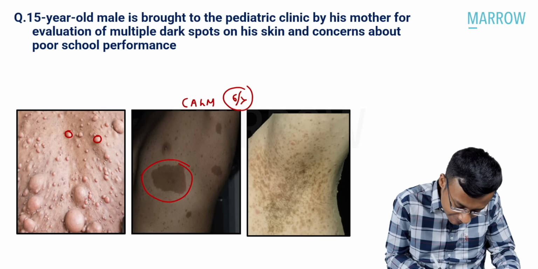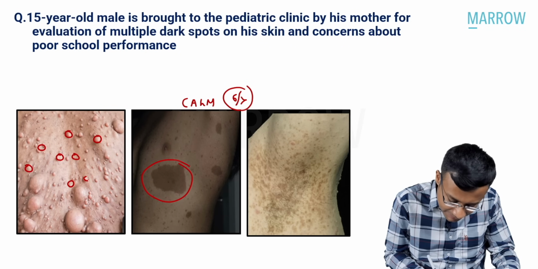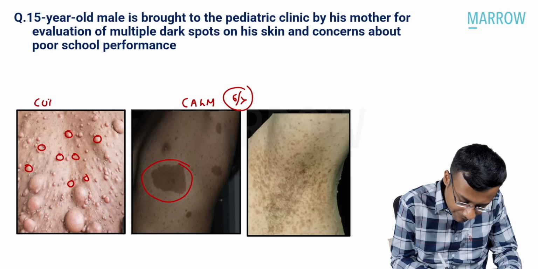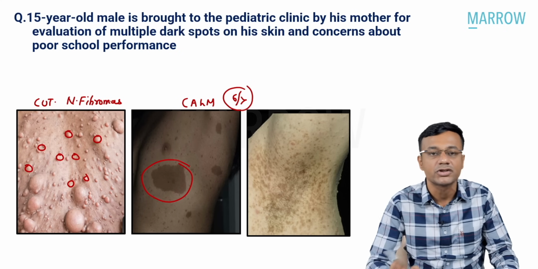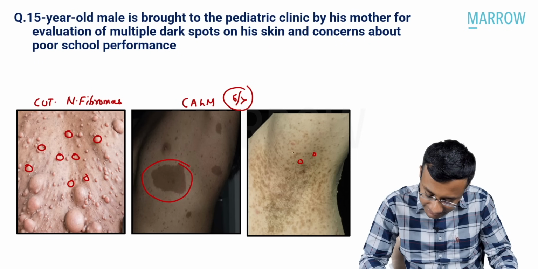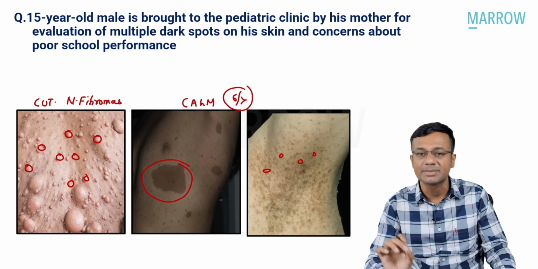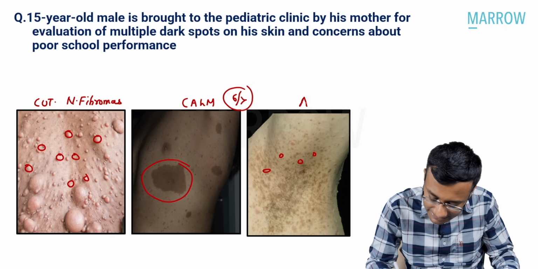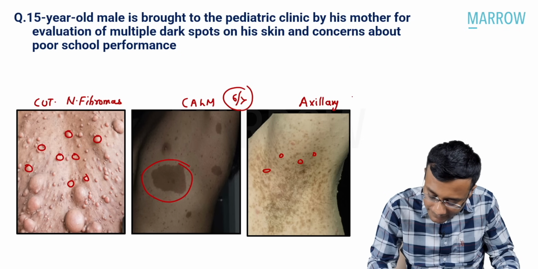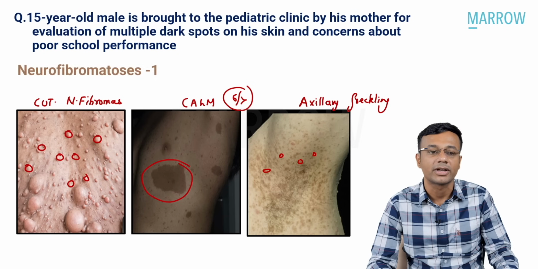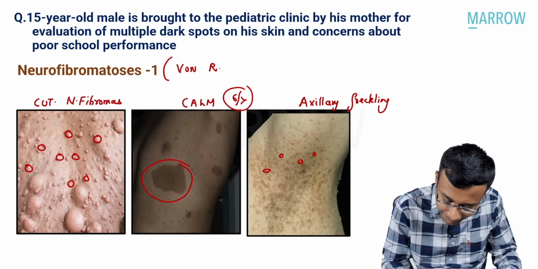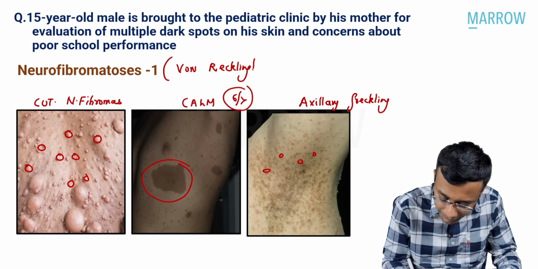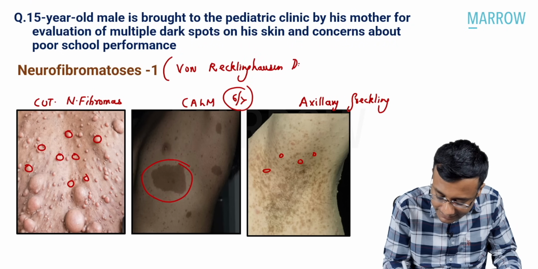Then what else you look for in these patients is the presence of cutaneous neurofibromas. These are tumors which arise from the connective tissue of the peripheral nerve sheath. And then you examine the axilla. What do you see? You see multiple hyperpigmented small lesions over here. These are referred to as axillary freckling. So axillary freckling, café-au-lait macules, cutaneous neurofibromas. We're talking about neurofibromatosis type 1, also referred to as von Recklinghausen disease.